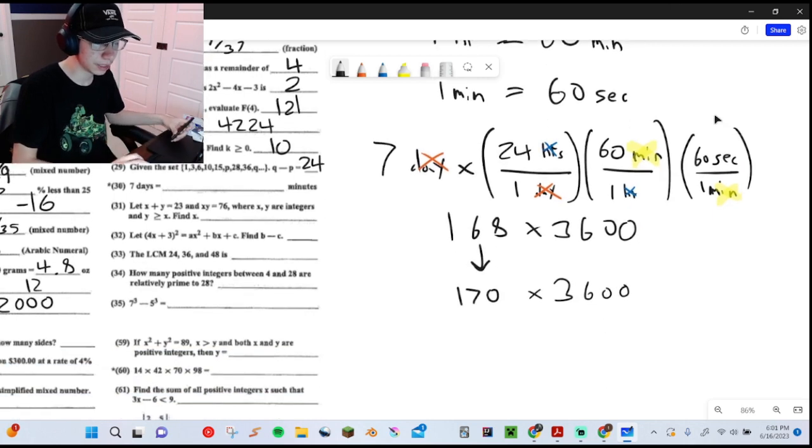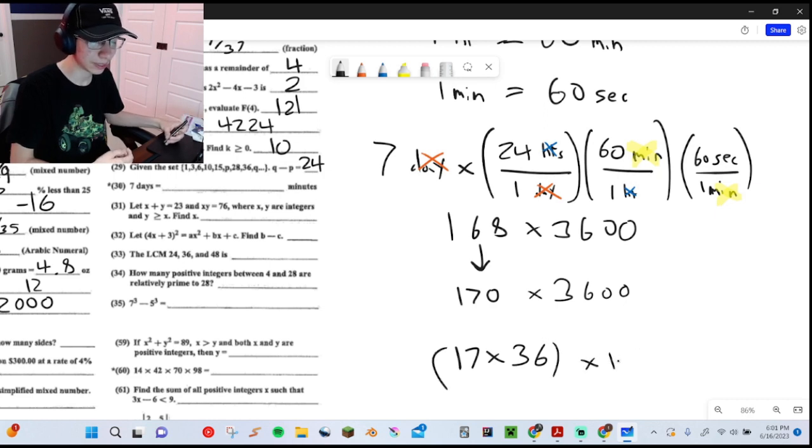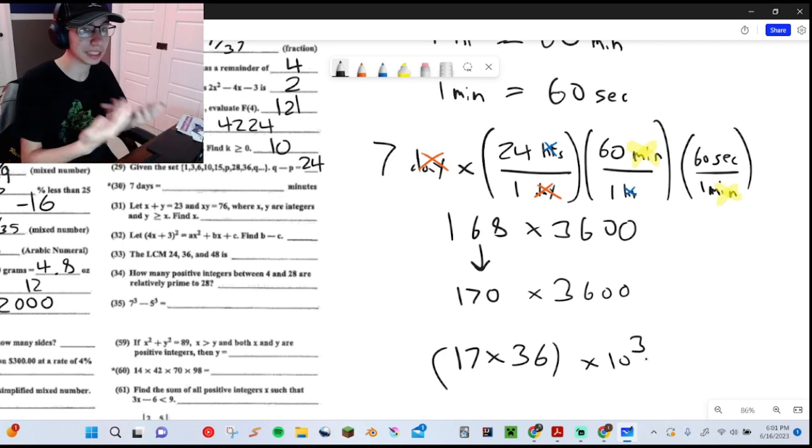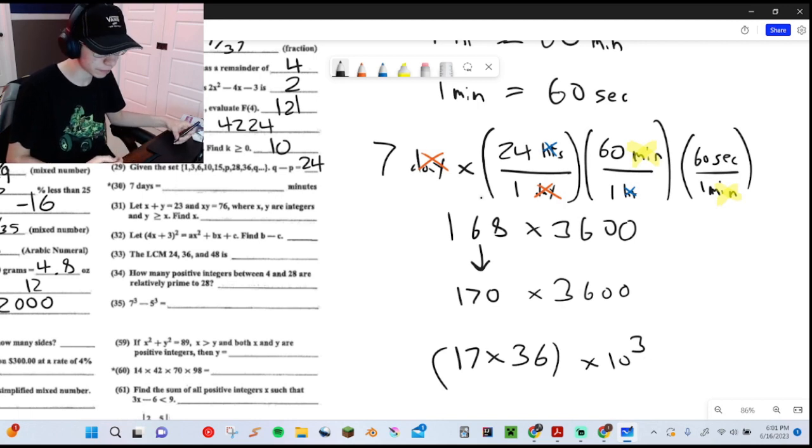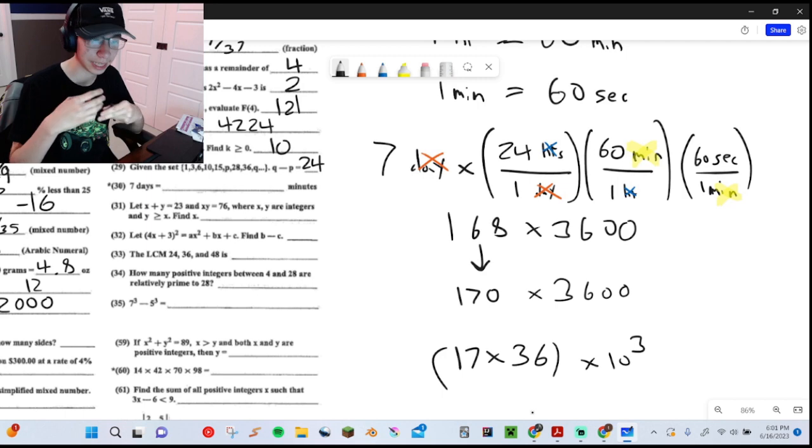So I'm going to pull out those 3 zeros for now. I'm going to do 17 times 36. And then later, I'll add back those 3 zeros, so I'll multiply by that factor of 1,000 that I pulled out. And so I can just FOIL here. So let's practice FOIL, guys.